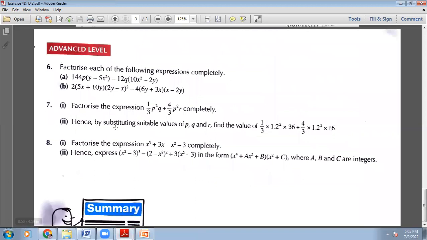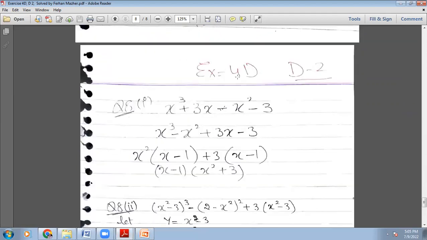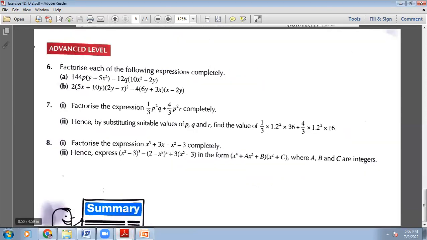Okay, so now we are going to the last part. He says, factorize the expression x cubed plus 3x minus x squared minus 3 completely. So let me show you. Okay, so we will take the x cubed minus x squared plus 3x minus 3. So x squared will be common, x minus 1, plus 3 will be common from here. So x minus 1 is left here. So from this term and this term, x minus 1 bracket can be taken as common. So we will take it common. X minus 1 is here. So here you have x squared plus 3. So this is how question number 8, its first part, is done.